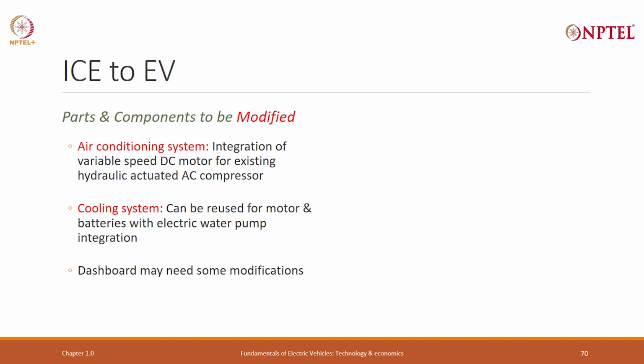Which are the parts and components to be modified? Air conditioner system can be modified. Today we are using hydraulic actuated AC compressor. Virtually all of them are using hydraulic. Hydraulic power comes from vehicle movement by a petrol pump. We don't need that. We can directly use DC motors. And the rest of the air conditioner can be as it is. This is something we quickly can do.